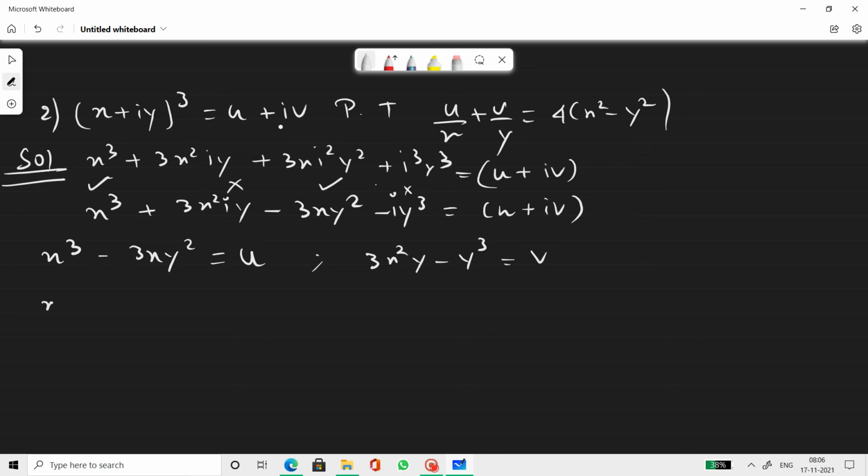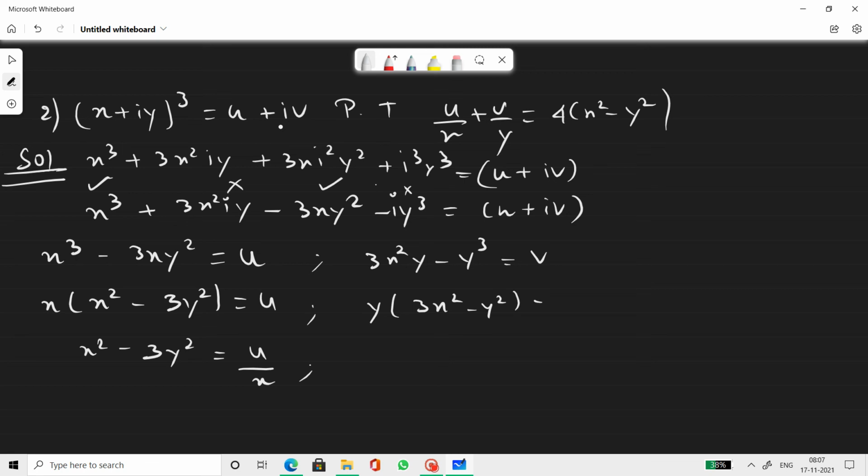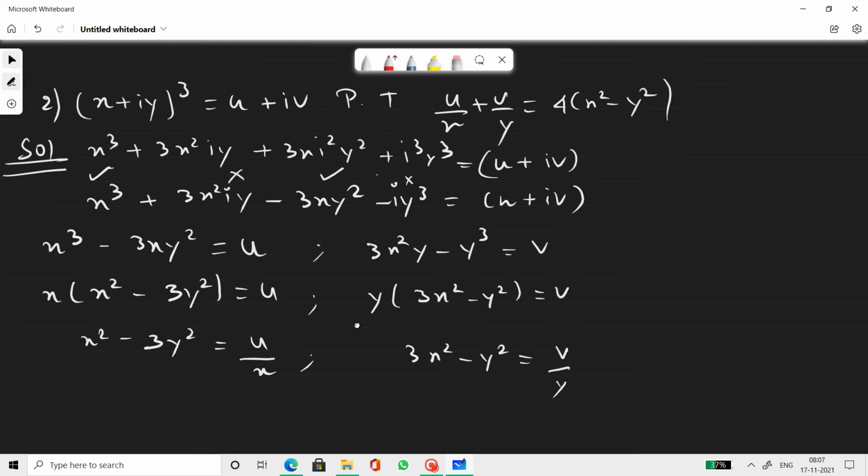Alright, I can take x common now. So x² - 3y² = u/x. Likewise, taking y common, 3x² - y² = v/y. And look at what we need to get. We need to get u/x + v/y. So let us simply add the two statements.